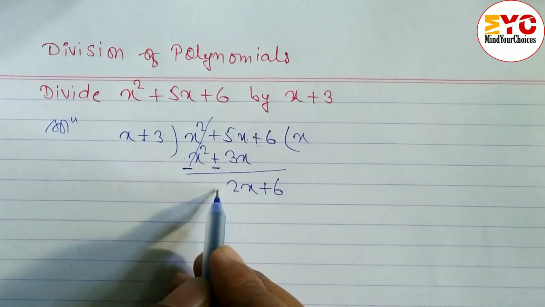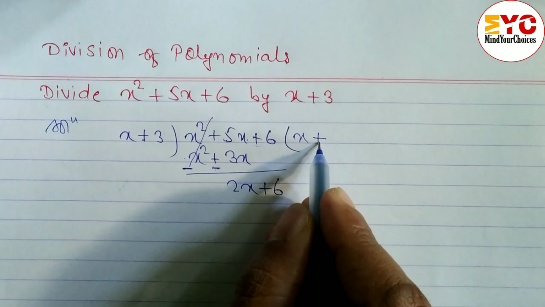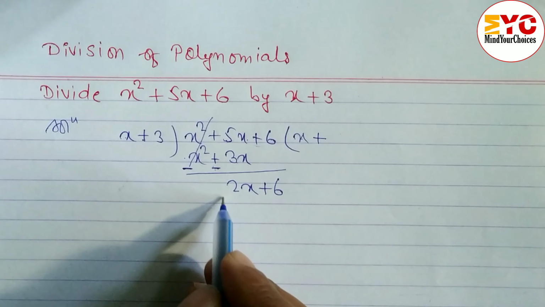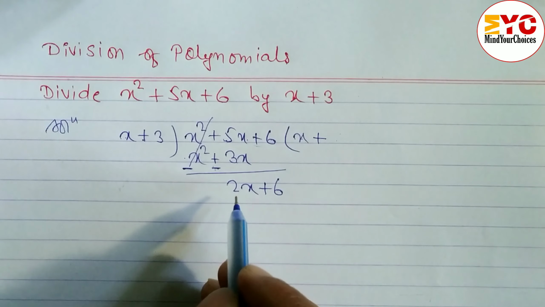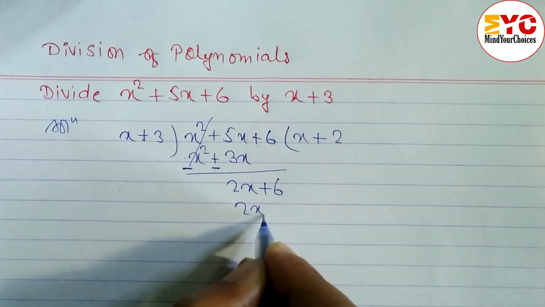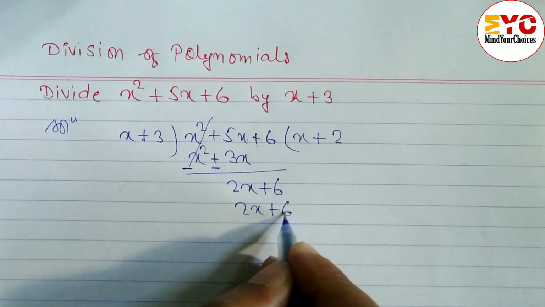Now here is positive. You can see in front of 2 it is positive, so we have to write plus. If here negative, we have to write minus, okay. Now x into which number will give 2x? Our aim is to remove the first one. Definitely 2. 2 into x will be 2x. Plus we have to write 2 into 3, it will be 6.